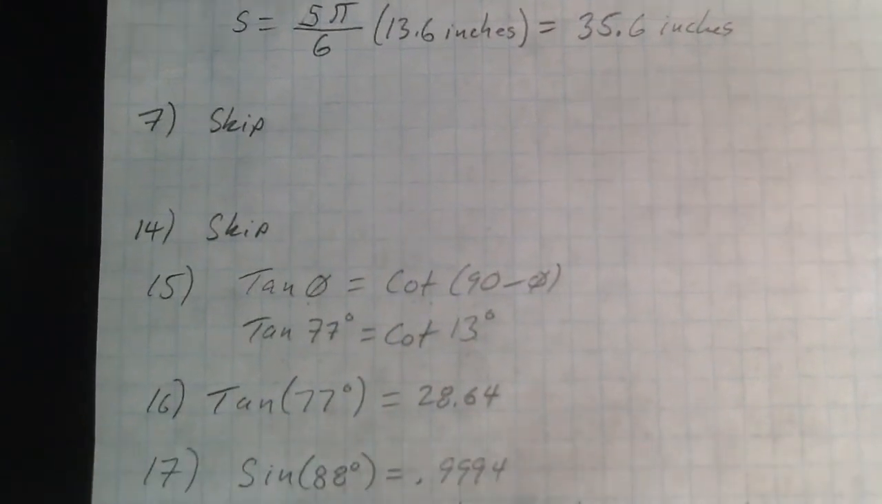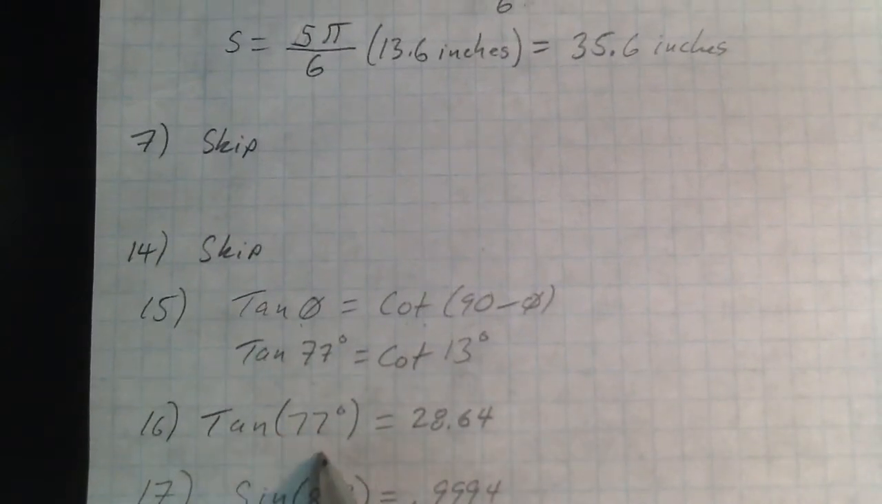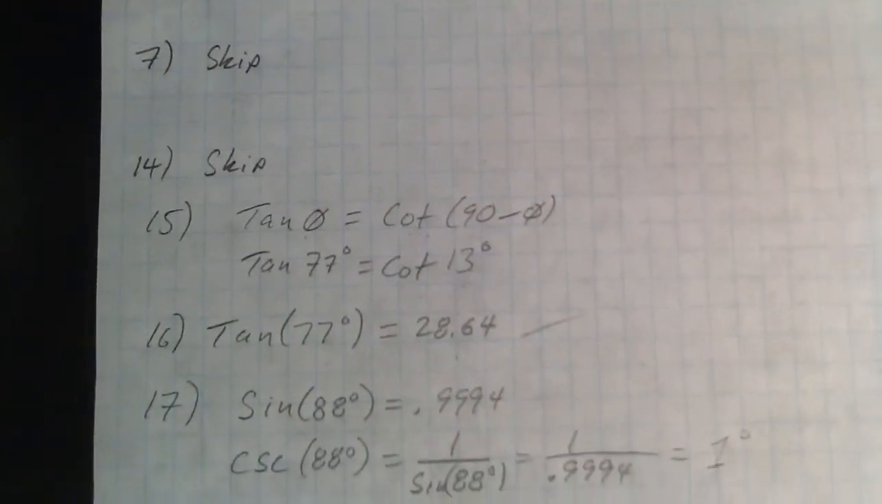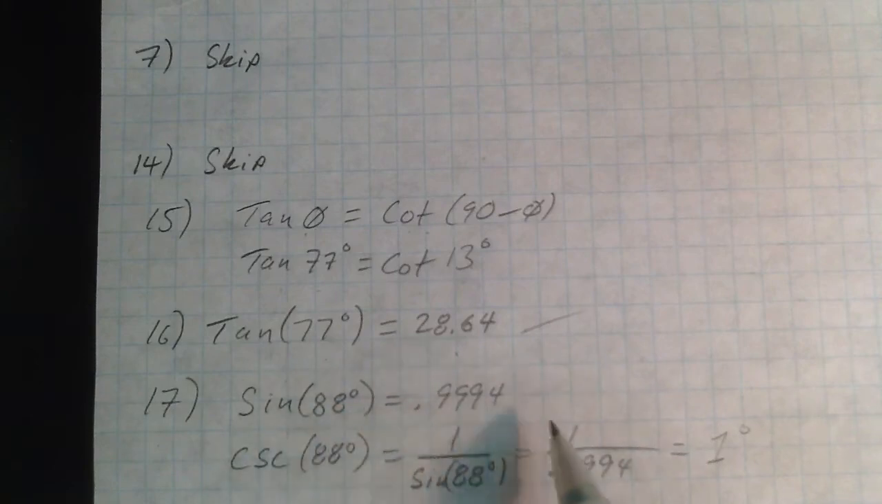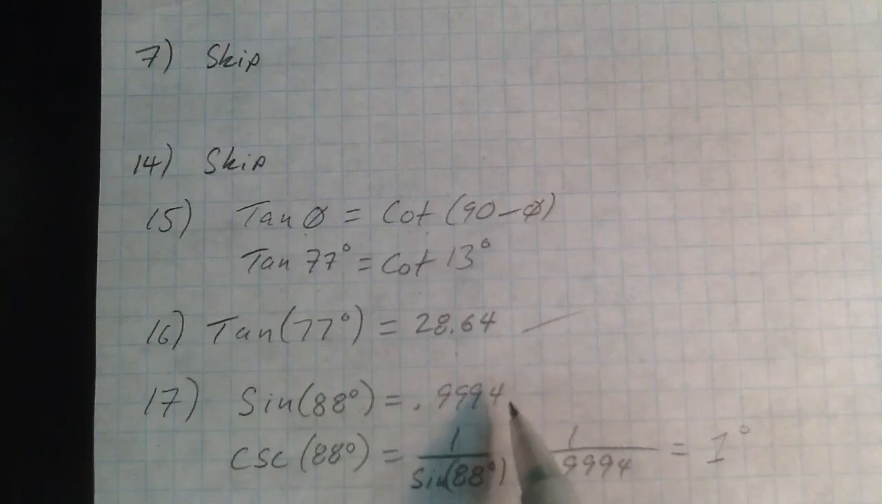Okay, calculator exercises. Make sure your calculator is in degrees before you enter this, hit enter, good to go. That's the ratio for 77 degrees. Sine of 88 degrees. Again, make sure your calculator is in degrees. Just plug this in, and that's the opposite over hypotenuse ratio for 88 degrees.